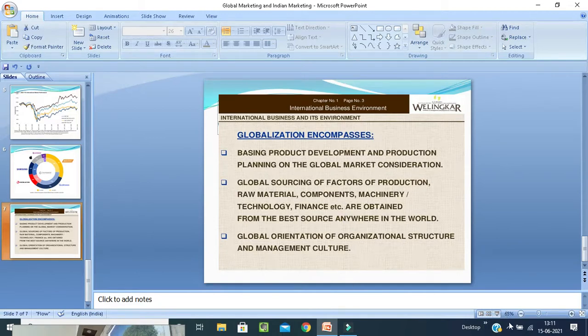So these are the basic differences between Indian marketing and global marketing. I hope students have understood the concept.